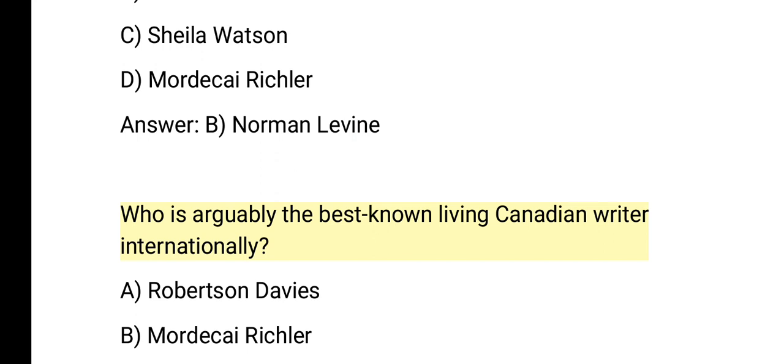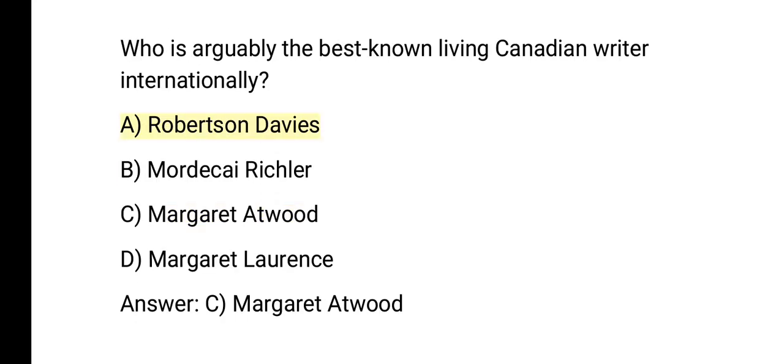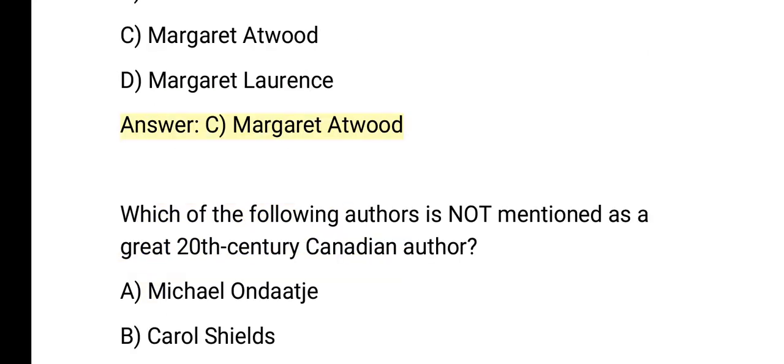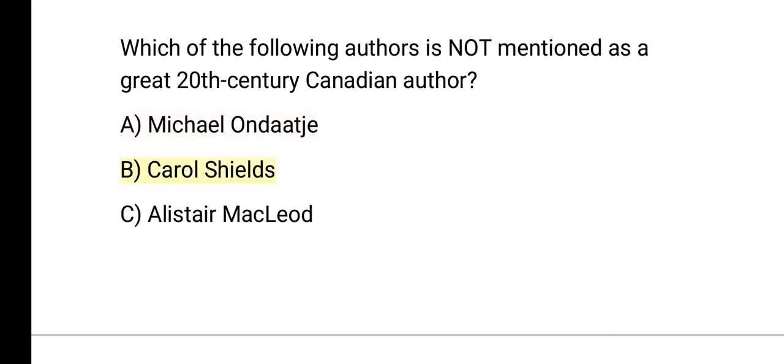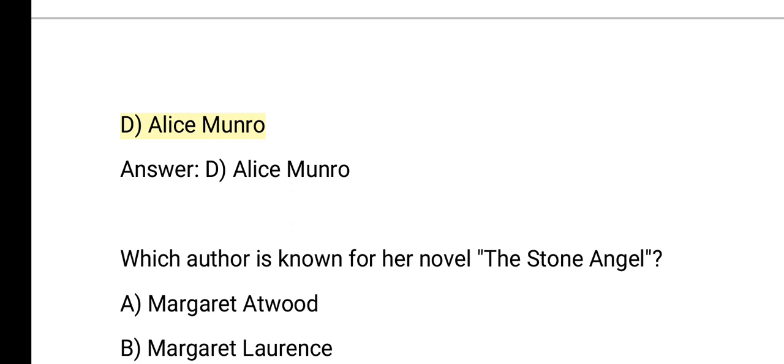Who is arguably the best-known living Canadian writer internationally? A. Robertson Davies. B. Mordecai Richler. C. Margaret Atwood. D. Margaret Lawrence. Answer. C. Margaret Atwood. Which of the following authors is not mentioned as a great 20th-century Canadian author? A. Michael Ondaatje. B. Carol Shields. C. Alistair MacLeod. D. Alice Munro. Answer. D. Alice Munro.